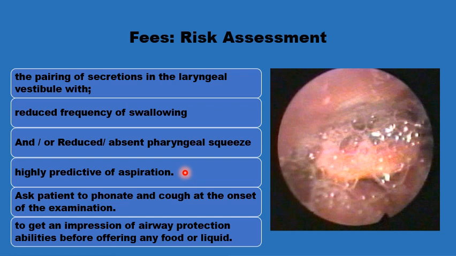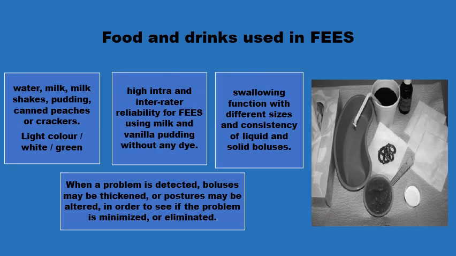The important thing at this stage is to check the laryngeal competency in terms of adduction and elevation before the introduction of any colored food or drink. The food and drink used in the procedure should preferably be light in color to reflect the light of the endoscope and be easily identifiable in penetration of the larynx, aspiration into the trachea, or in the folds of the piriform fossa or the postcricoid area. White is perfect, green is all right, but you should avoid colors like brown or red.